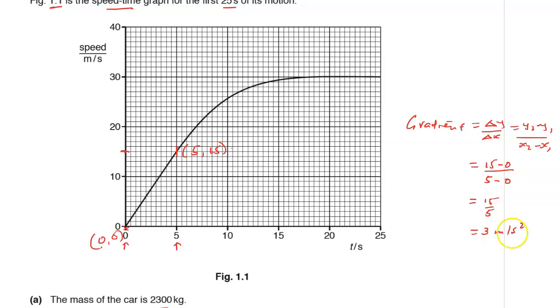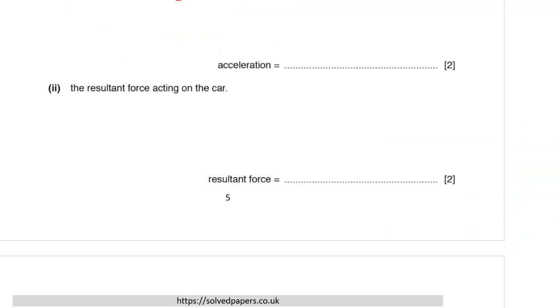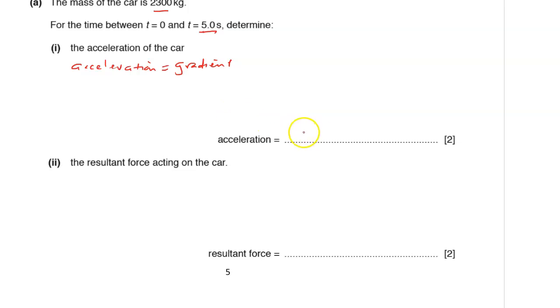The unit is meters per second squared. So acceleration is 3 meters per second squared. You can see there are no units given here, so you must apply the units. If you don't, you will not score these two marks.